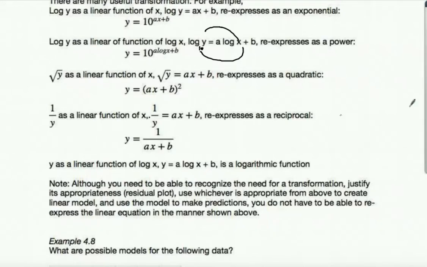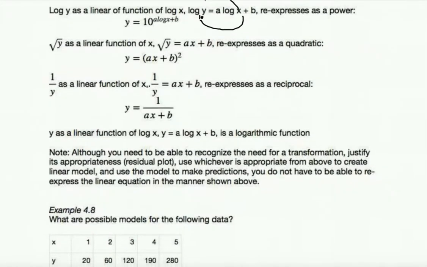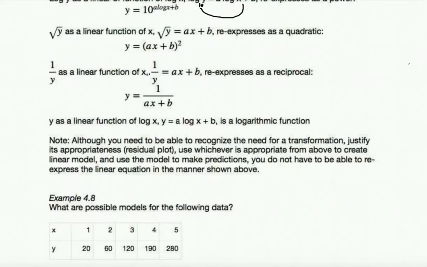Note that although you need to be able to recognize the need for a transformation, you can justify it by its appropriateness by a residual plot, use whichever is appropriate from above to create a linear model, and use the model to make predictions. You do not have to worry about how you re-express, so you don't have to worry about these pieces right here. But you do have to know when it's appropriate to do a transformation and which transformation would be appropriate.